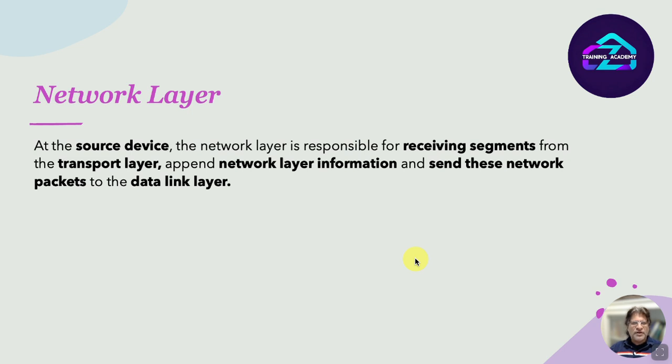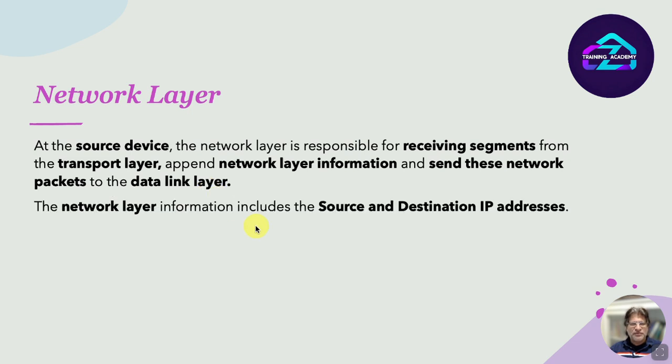At the source device, the network layer is responsible for receiving segments, as we saw the TCP segments from the transport layer, right? Append the network layer information to it, right? So we saw the header from the network layer being added to the TCP segment to form a network packet, right? So we have a TCP segment coming down, forms a network packet once the header information is added. And these network packets are sent to the data link layer, right? So we saw that process in the previous slide.